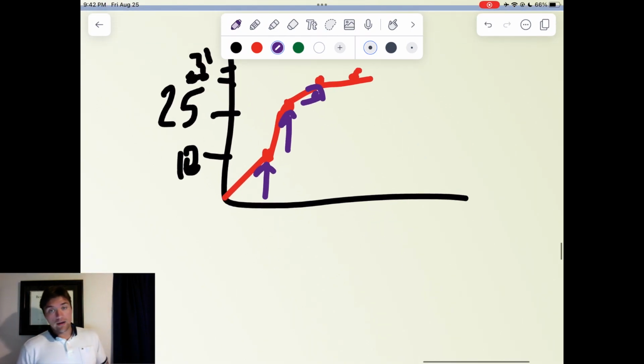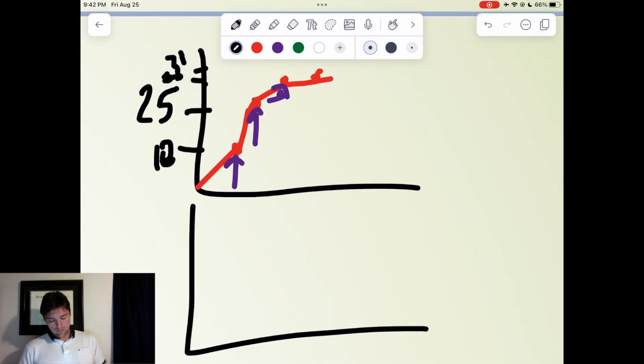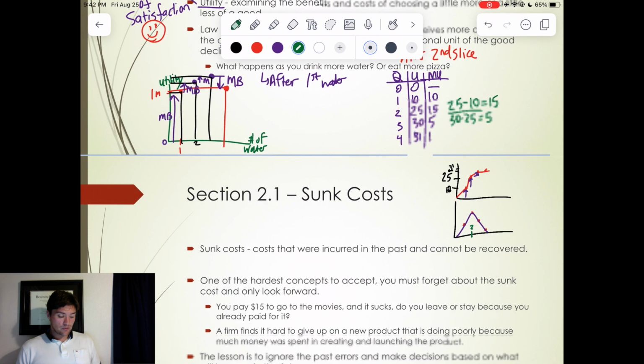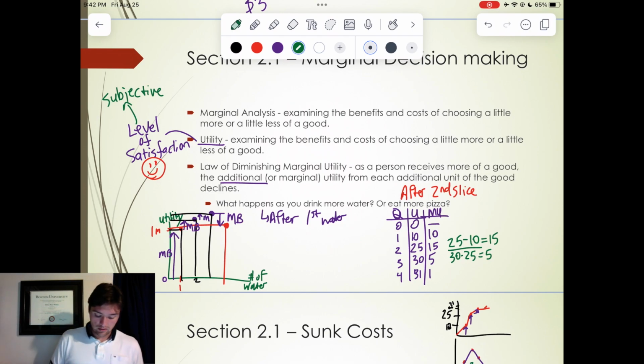If we were to graph the marginal utility, it would look something like this. It would go 10, 15, 5, 1. So again, that's where it starts. It starts after the second one. And we will be practicing this later on, so don't worry about understanding it now. But the main thing I really want you to understand is just what utility is, and then what marginal analysis is trying to do. Okay, we're looking at the marginal decision.